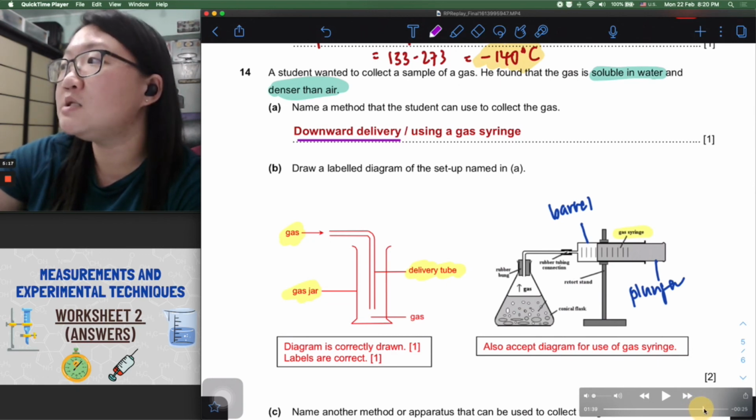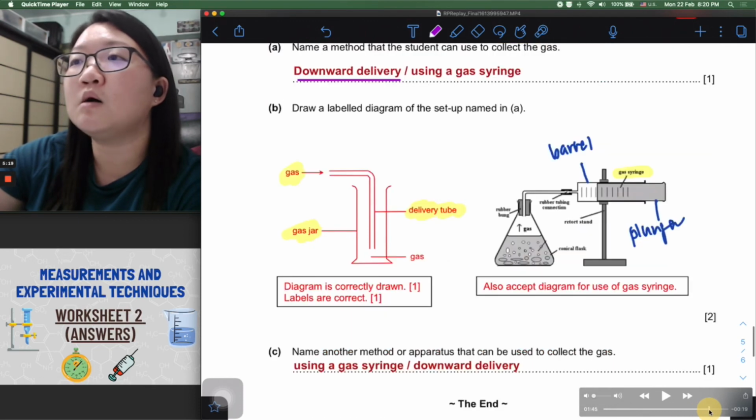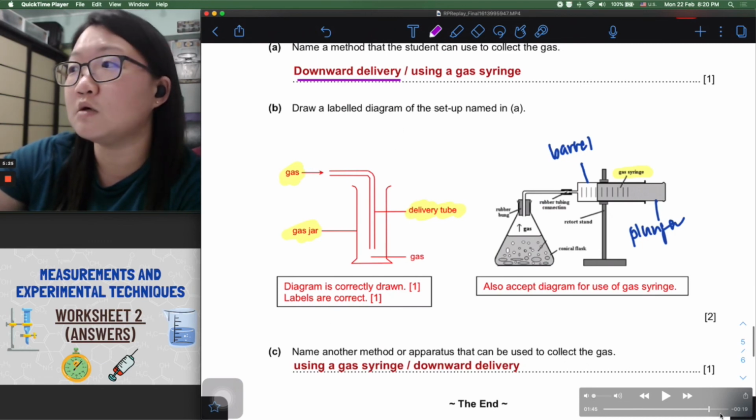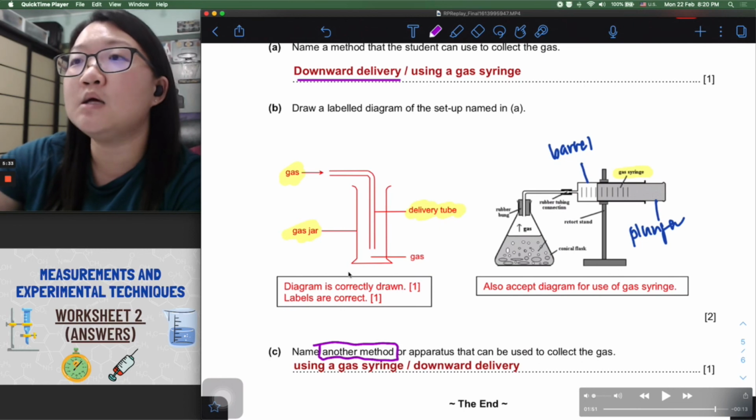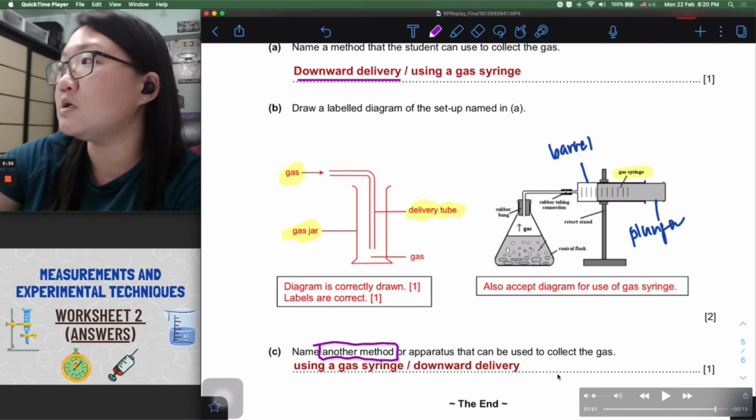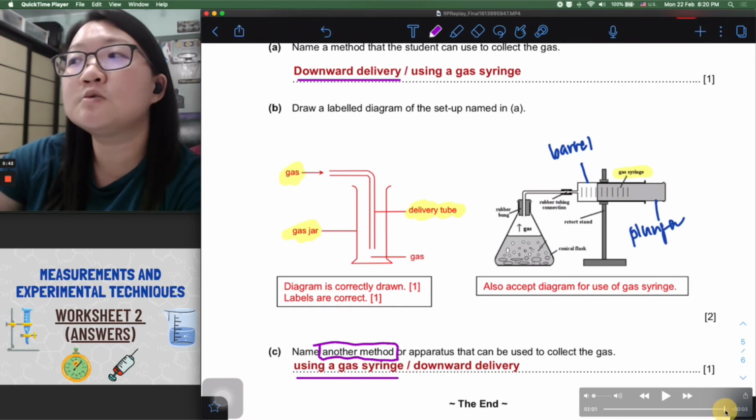Part C, name another method or apparatus that can be used to collect the gas. Okay, so this is just the reverse of part A, right? So the other answer that you did not write. So if let's say previously in the previous part I wrote downward delivery in part A, then part C, another method is just basically the other answer, which is using a gas syringe.